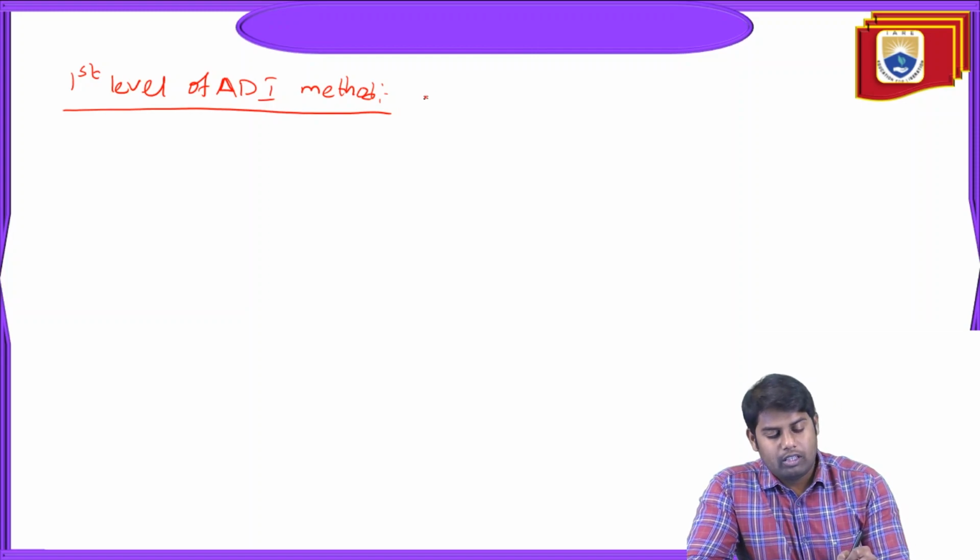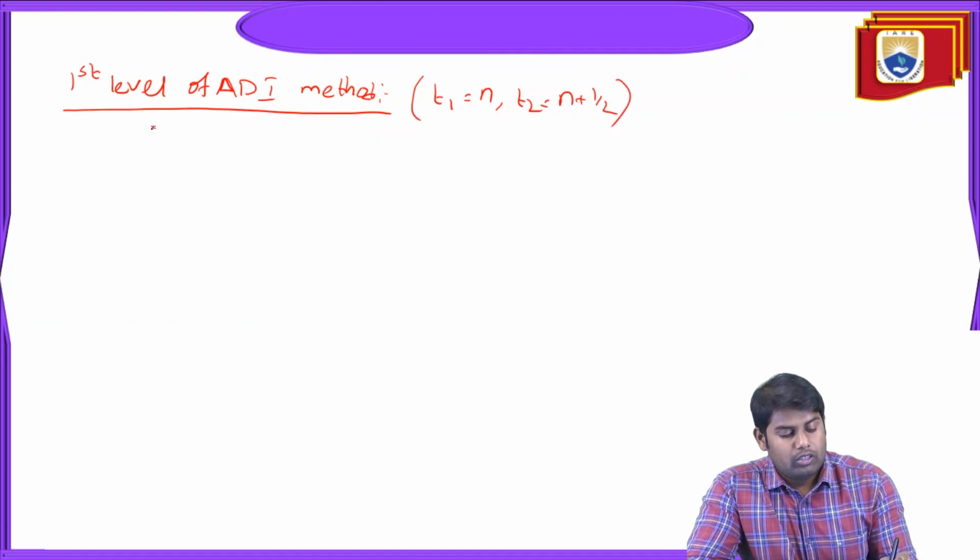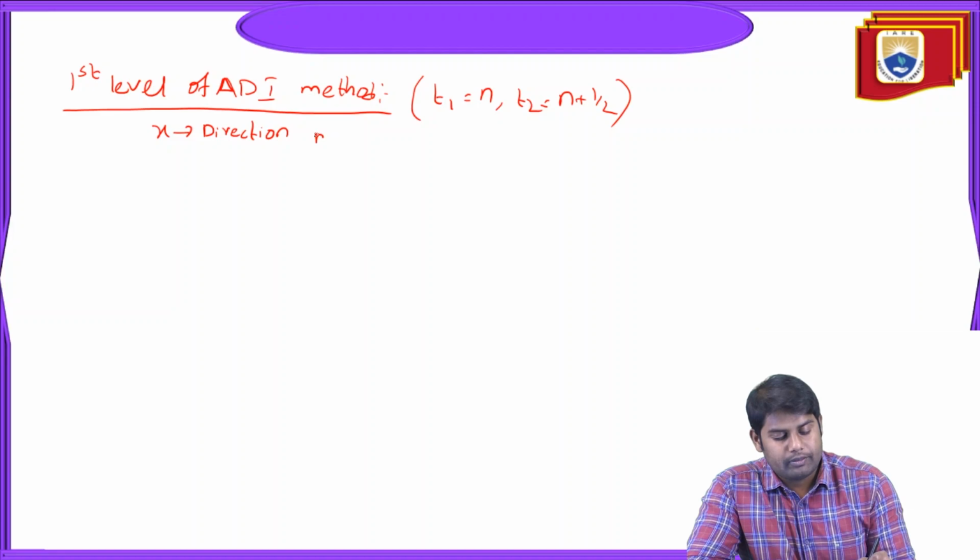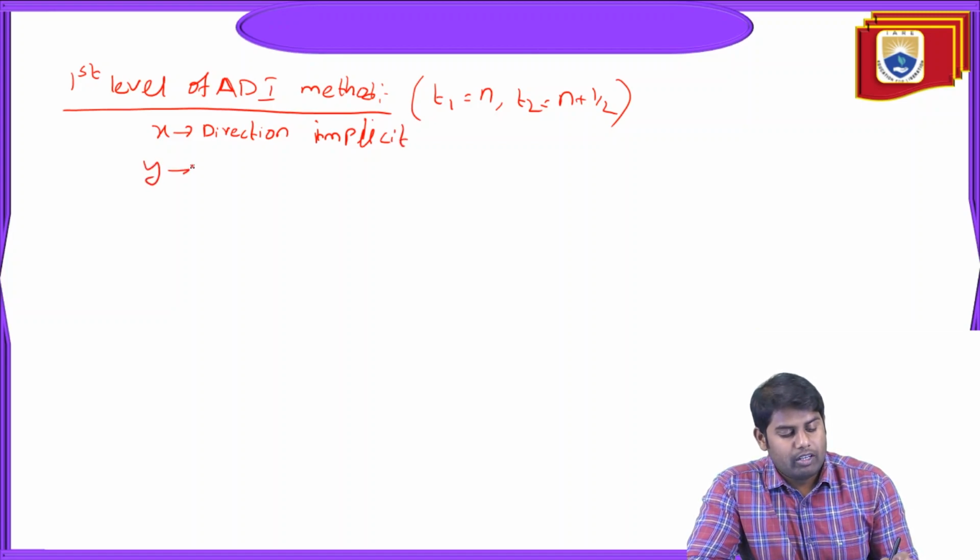So what do you mean by first level? Which has t1 equal to n, so t2 is equal to n plus half. So in the first level what we will do, the x direction will be implicit, and the y direction will be explicit.